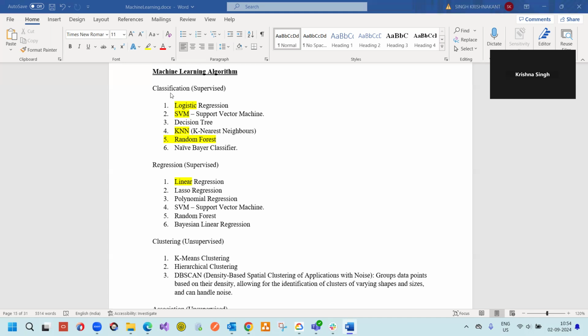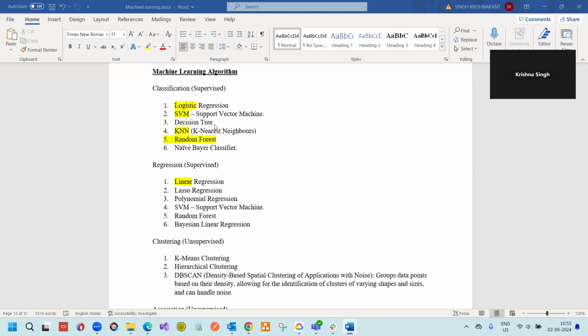So for classification, we use logistic regression, SVM, decision tree, KNN, random forest, and Naive Bayes classifier. When I get into the details, I won't be talking about all the algorithms, but I would be speaking about whatever we are extensively using nowadays. Logistic regression is very famous. SVM, we can use in classification and regression both. Even random forest is available in both places.